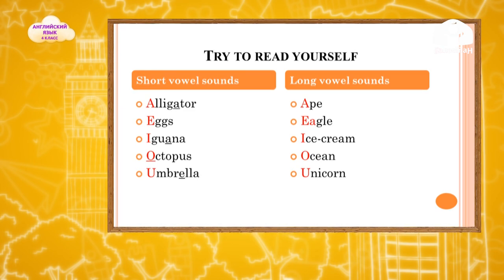Let's read together. Alligator, egg, iguana, octopus, umbrella, ape, eagle, ice cream, ocean, unicorn.